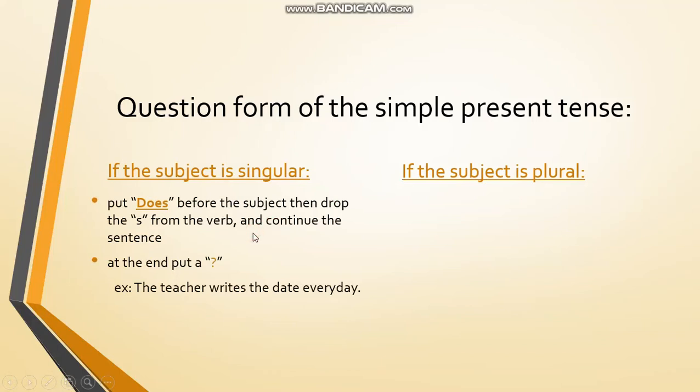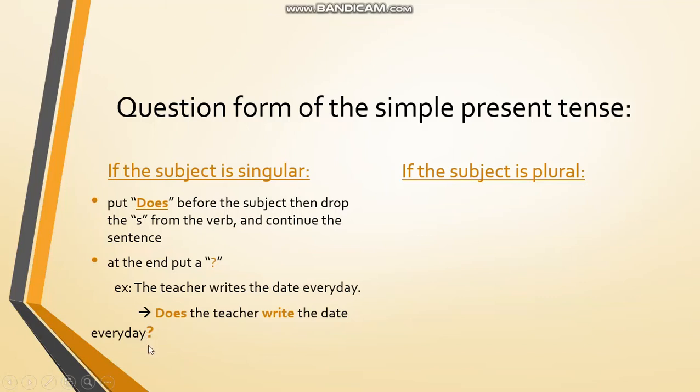If the subject is singular, I put does before the subject, then I drop the s from the verb, and then I continue the sentence. And it's very important to put a question mark at the end. For example, the teacher writes the date every day. In the question form, it will become, does the teacher write the date every day? I drop the s from here, I put does at the beginning, and I put a question mark at the end of the sentence.